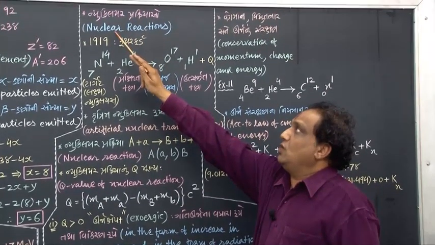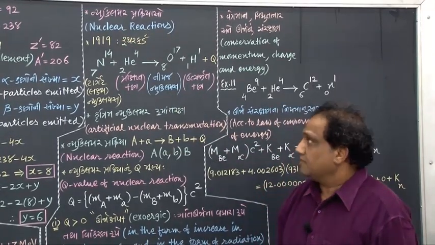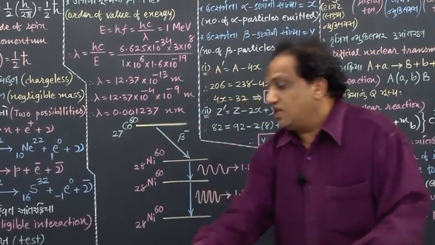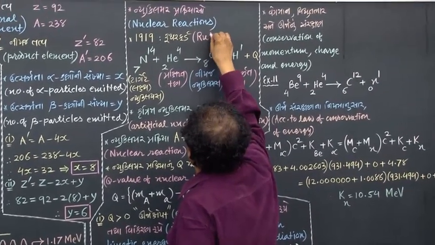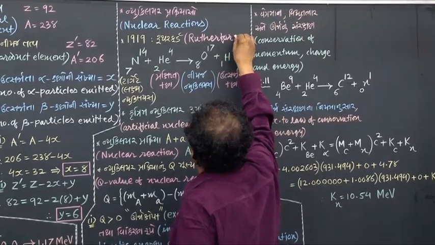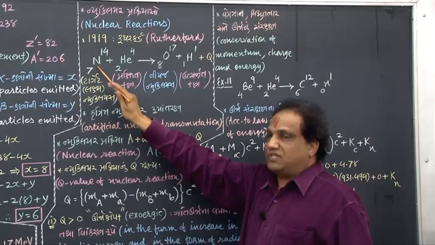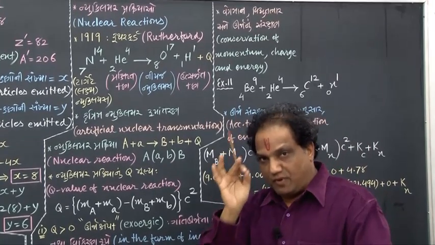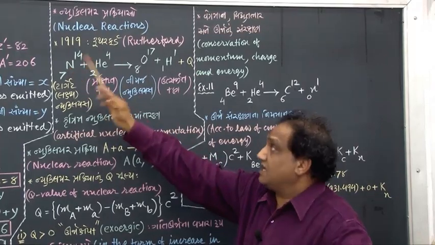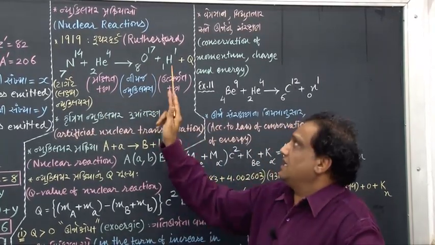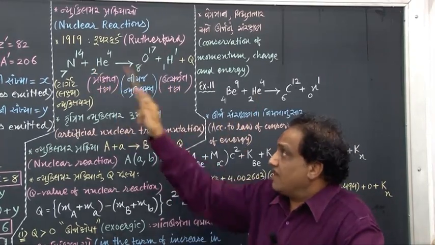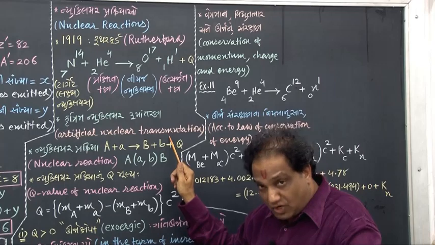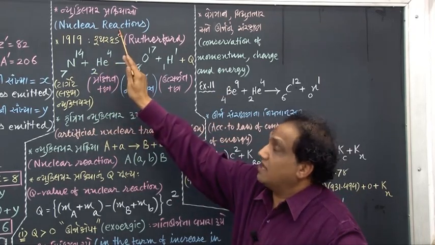Let us see what are called nuclear reactions. In the year 1919, there was a scientist named Mr. Rutherford. He proved experimentally that whenever any stable element is bombarded by proper projectiles, proper particles with proper energy, that element is found to be transformed into a new stable element, and at that time some particle is emitted. This phenomenon is known as artificial nuclear transmutation, and this process is called nuclear reaction.